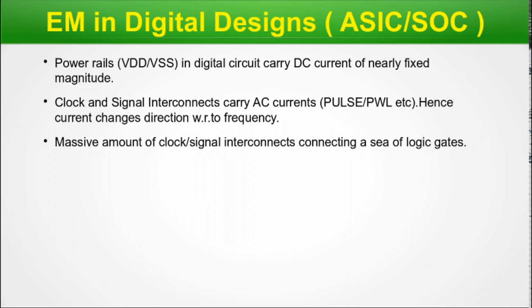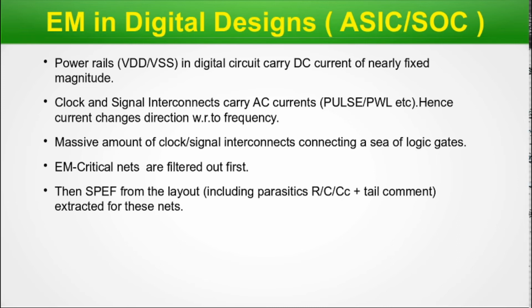In a digital design, generally it's huge as compared to analog design, with a massive amount of clock and signal interconnects connecting a sea of logic gates. So here the count of nets is huge. So first the EM critical nets are filtered out. This is a methodology inside the tools, and it's their proprietary thing.